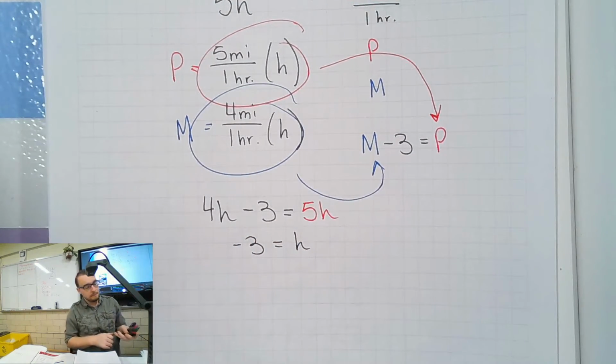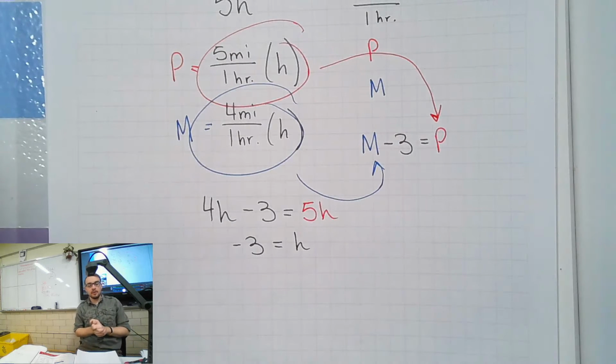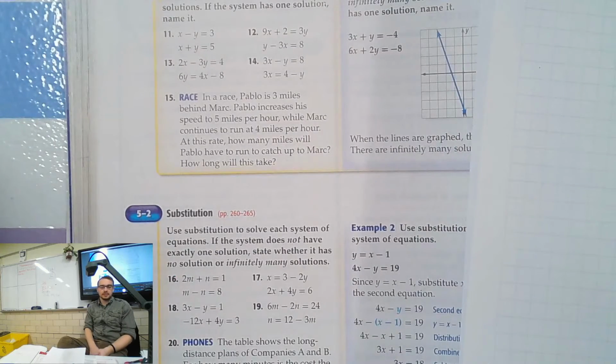Now what does that mean? H is the number of hours. So in order for Marco to catch up to, or Mark to catch up to, or Pablo to catch up to Mark, or whatever it is, they have to run negative 3 hours? How does this make sense? He has to walk backwards. He's 3 miles behind Mark. 3 hours ago they were at the same spot. That's a good way of putting it, yep.